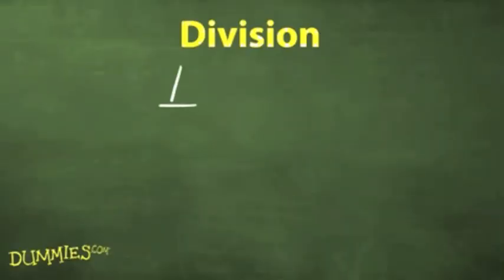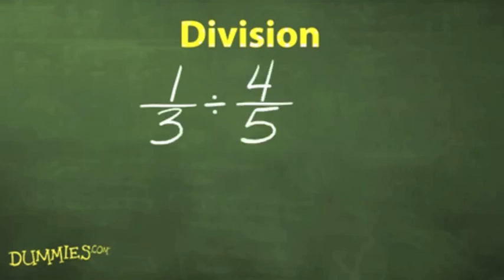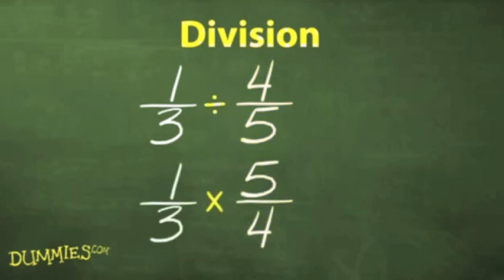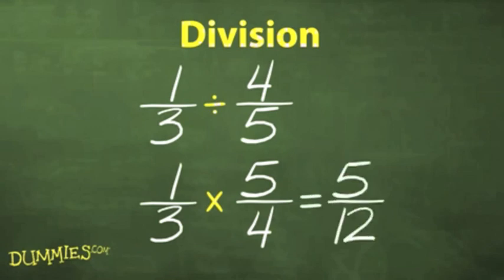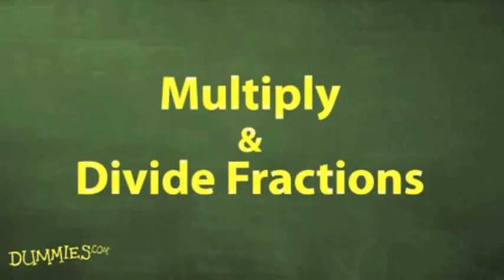Dividing fractions is just as easy. In fact, when you divide fractions, you really turn the problem into multiplication. Start by turning the second fraction, or the divisor, upside down, making it into a reciprocal fraction. For example, 4/5 becomes 5/4. Then, change the division sign to a multiplication sign and multiply the fractions across. Here, we get 5/12. And that's the basics of multiplying and dividing fractions.